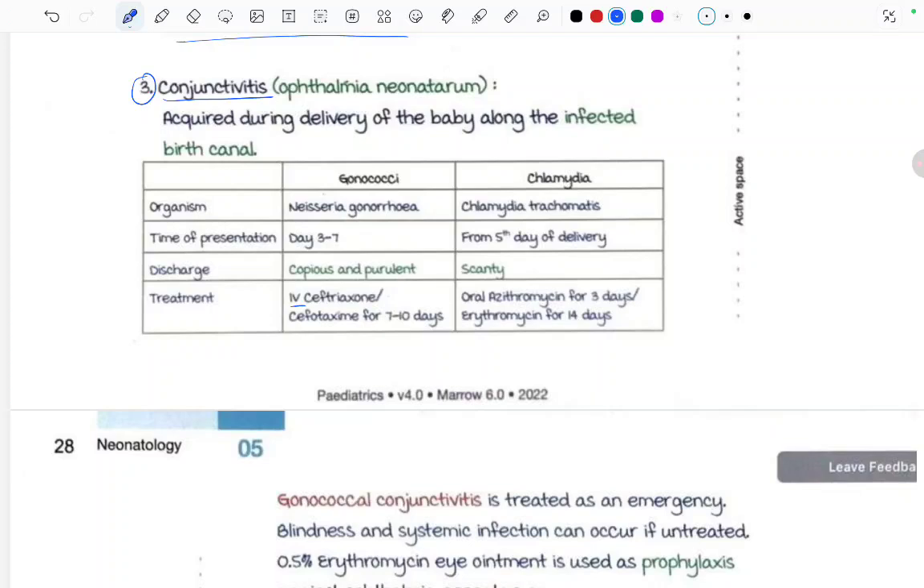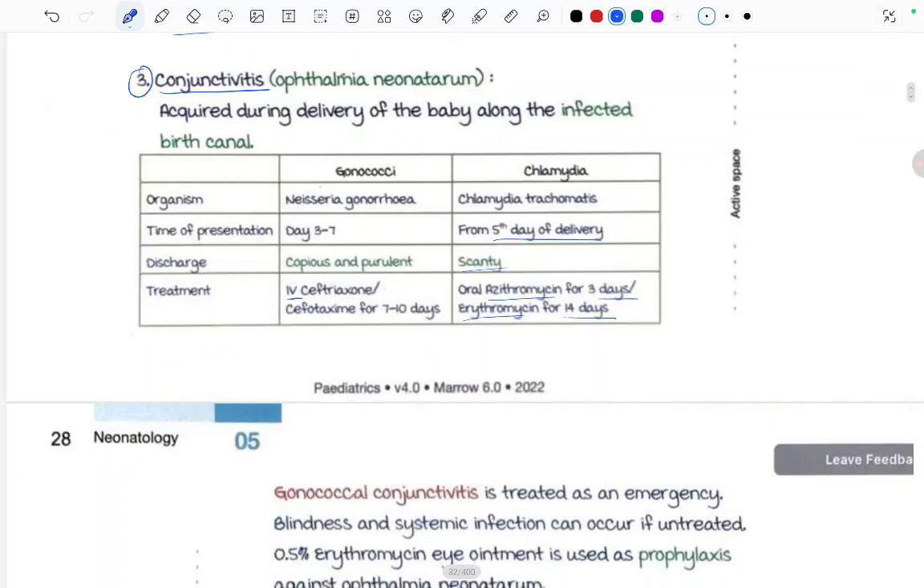Okay, and if caused by chlamydia, then the organism is Chlamydia trachomatis, time of presentation from the 5th day of delivery. Discharge is scanty, and oral azithromycin for 3 days or erythromycin for 14 days is used in case of chlamydia.